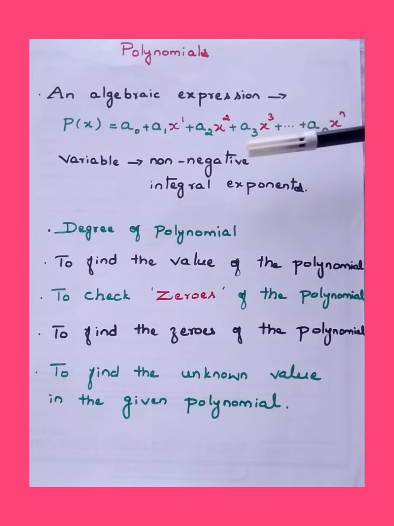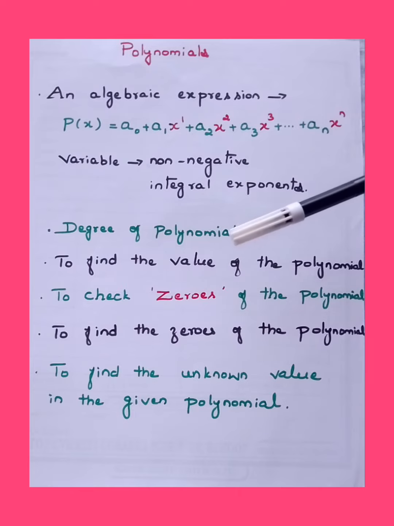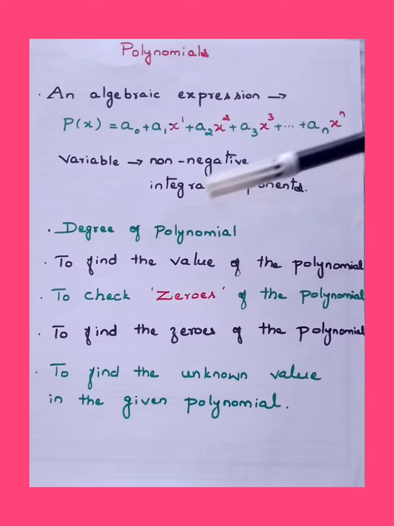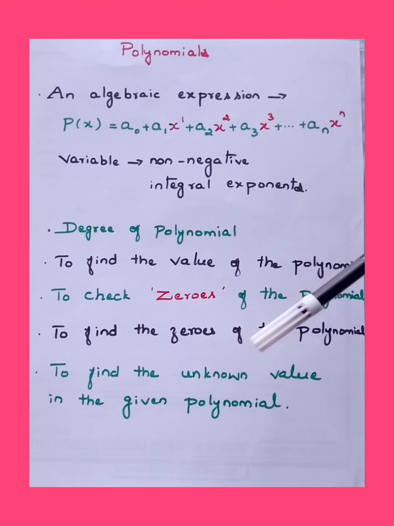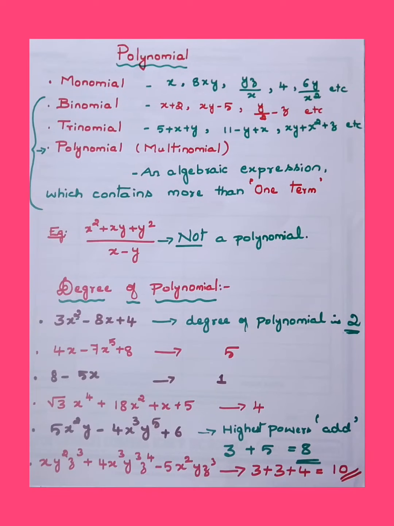In this particular video, we are going to learn problems based on these points: the degree of a polynomial, finding the value of the polynomial, checking zeros of the polynomial, finding zeros of the polynomial, and finding the unknown value in the given polynomial. So these are the points we are going to check. As we get into the topic of polynomials, it's necessary that we recall these points related to polynomials.